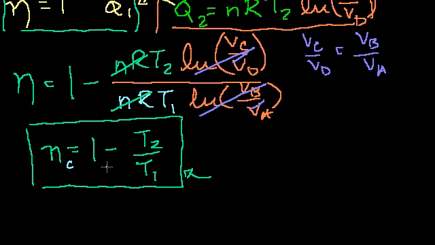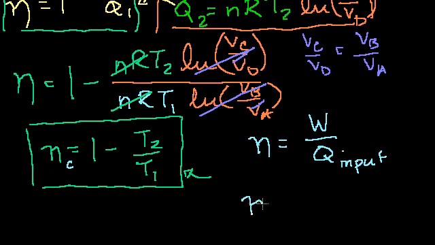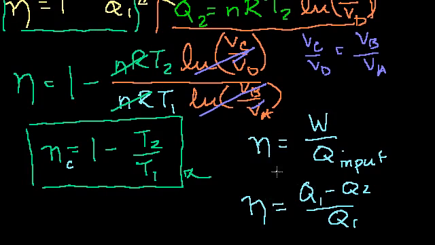And let me be very clear. This is the efficiency that can only be attained by a Carnot engine. The other definitions of efficiency, so when I just defined efficiency as equal to the work performed divided by the heat input, or when I defined it as the net heat in, so Q1 minus Q2 over Q1, this applies to all heat engines. This is true for all heat engines, including the Carnot engines.